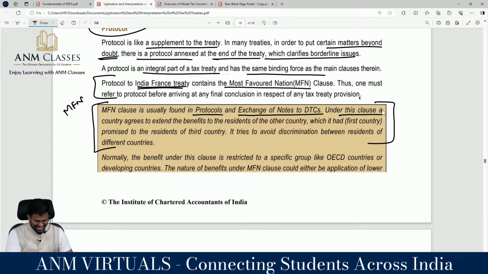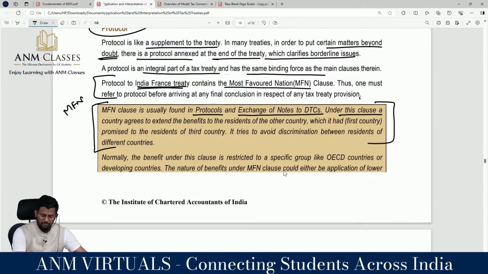I will read once again. Sir, we will give the ordinary meaning. If the ordinary meaning does not work, we will give the supplementary meaning. Sir, they will ask what is MFN clause? Very important point. Under this clause, a country agreed to extend the benefit to the residents of the other country, which the first country had promised to the residents of a third country. It tried to avoid discrimination between residents of different countries. Even after reading ten times it is not understandable, sir, you explain it yourself.